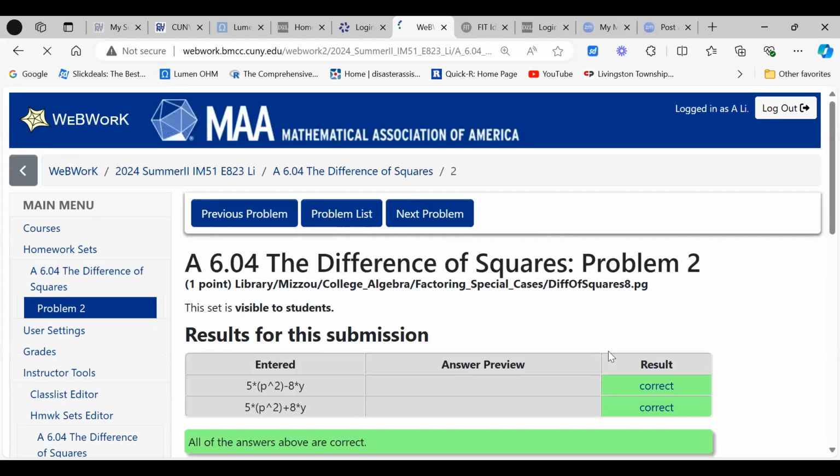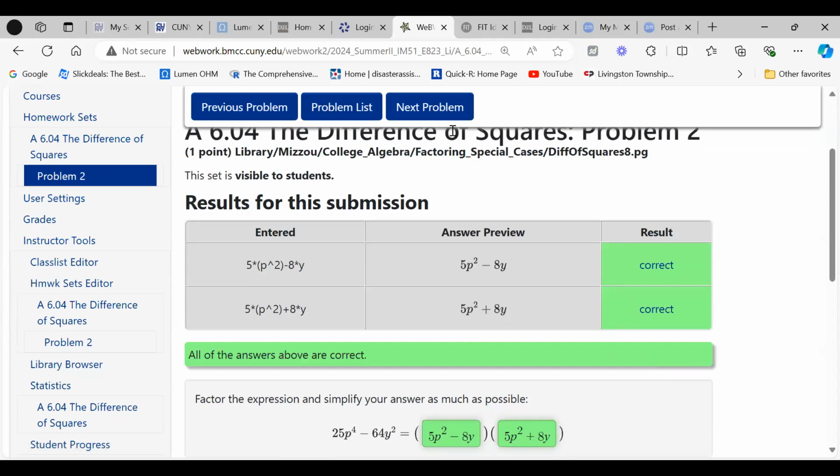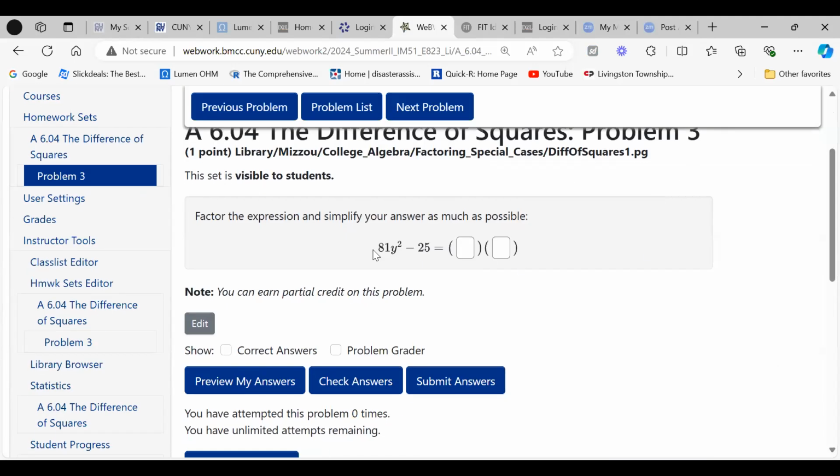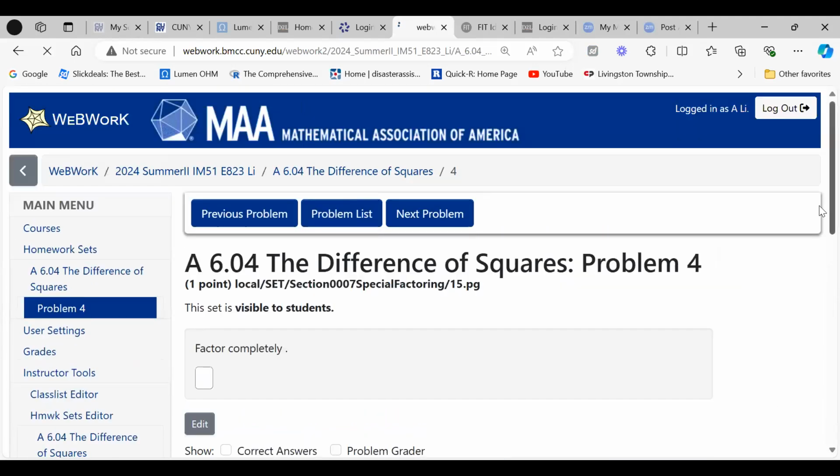And let's submit the answers. It's good. Let's skip this one. It's very similar.